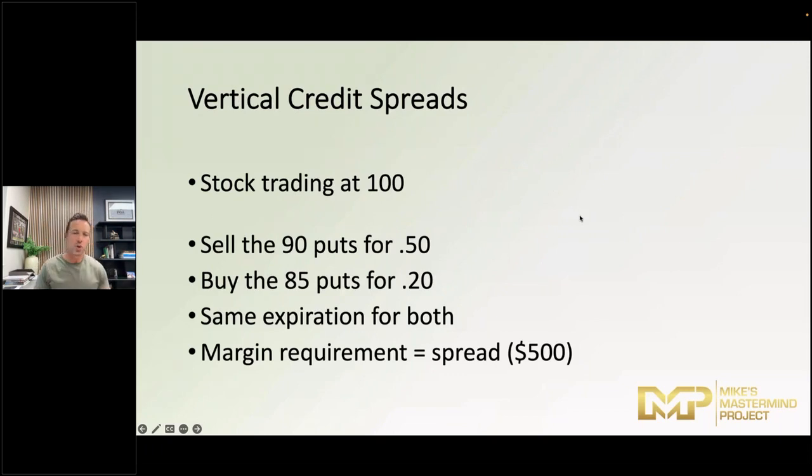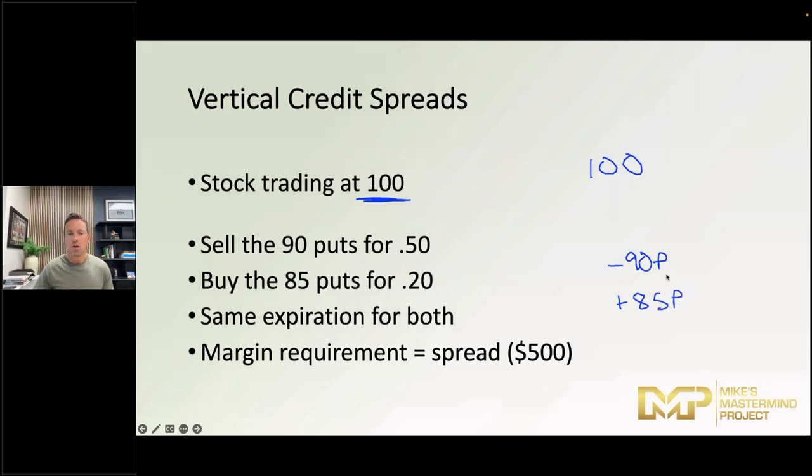Just a quick refresher. What is a vertical spread? If we've got a stock trading at 100, we could come in and sell the 90 puts. So here's the stock, 90 puts, that's a ways out of the money. Then we come in and buy, and that makes it a spread.